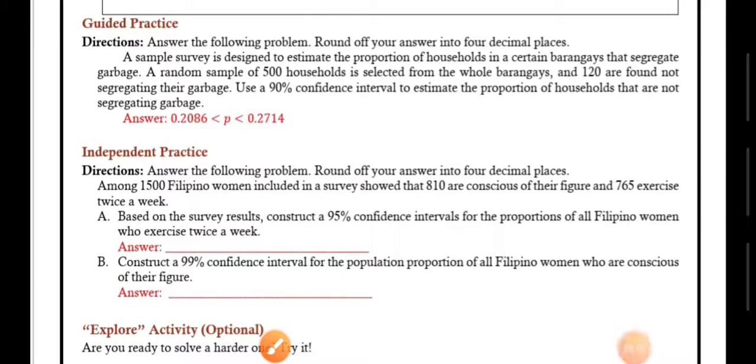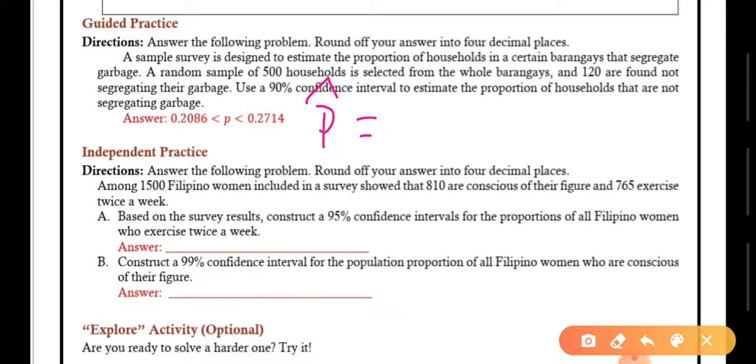A sample survey is designed to estimate the population proportion of households in a certain barangay that segregate garbage. A random sample of 500 households is selected from the whole barangay, and 120 are found not segregating their garbage. Use a 90% confidence interval to estimate the proportion of households that are not segregating garbage. So how are we going to solve it? Our given: you first have to identify your P hat. P hat is equal to x over n, which is 120 divided by 500.